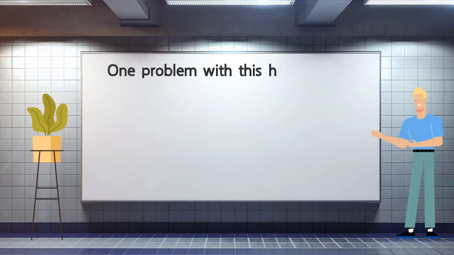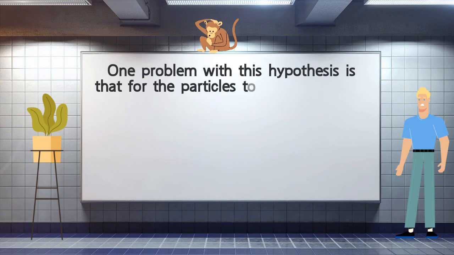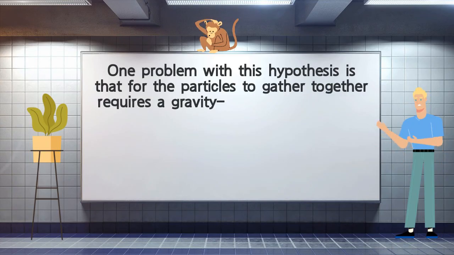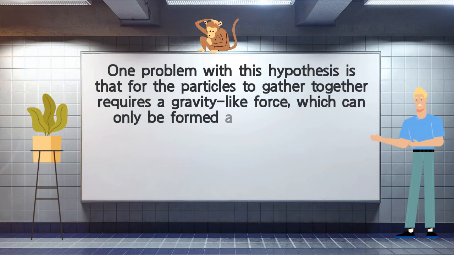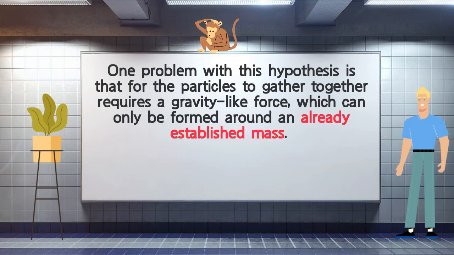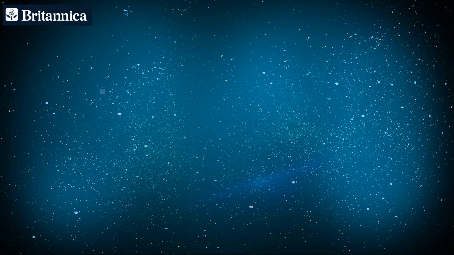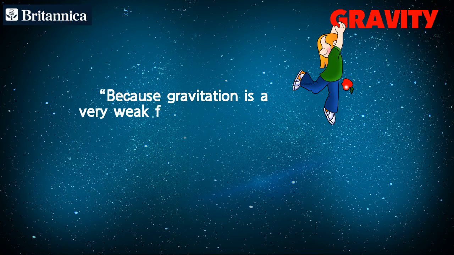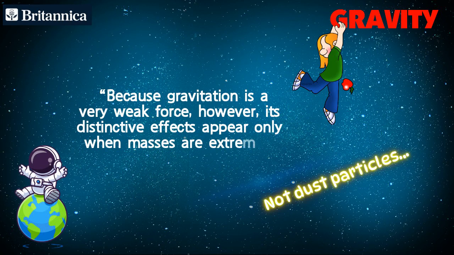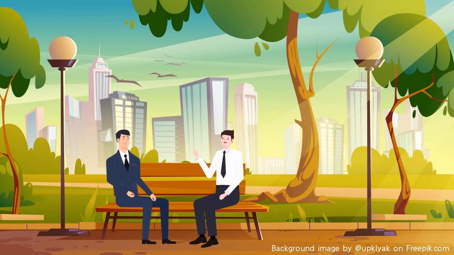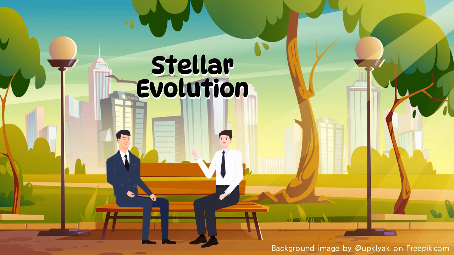One problem with this hypothesis is that for the particles to gather together requires a gravity-like force, which can only be formed around an already established mass. According to Encyclopedia Britannica, because gravitation is a very weak force, however, its distinctive effects appear only when masses are extremely large. This process of how stars, planets, asteroids, etc. were formed is called stellar evolution.